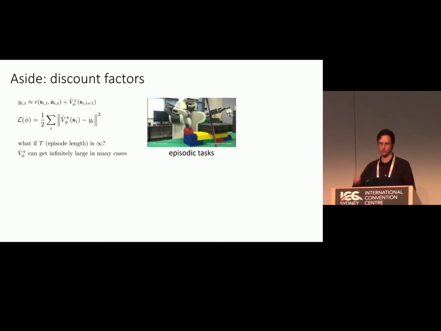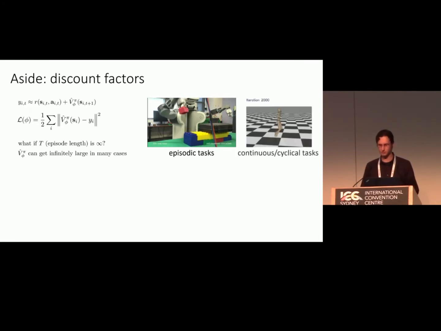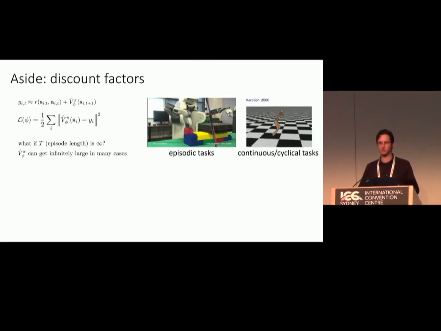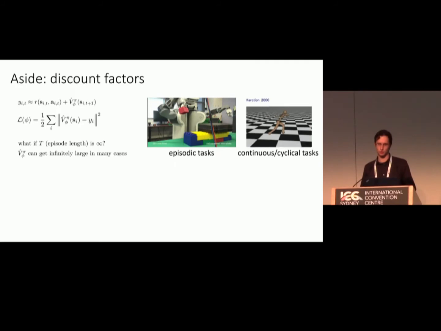You just try the thing, you stop, and you try again. But for some tasks, it makes a lot more sense to consider them as being infinite horizon. They just go on forever. They're cyclical, periodic. So for these tasks, it's very convenient to think about infinitely long trajectories, but now you have this problem that your values will go to infinity because you're summing over infinitely many potentially positive rewards.